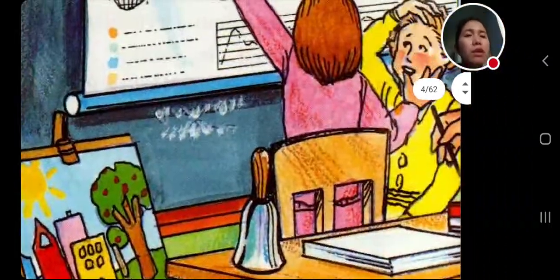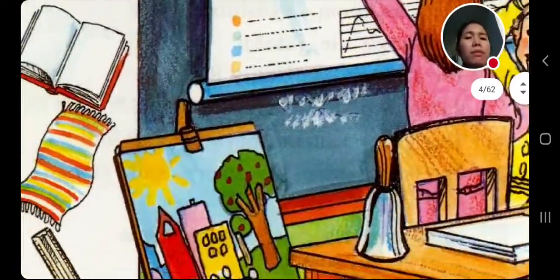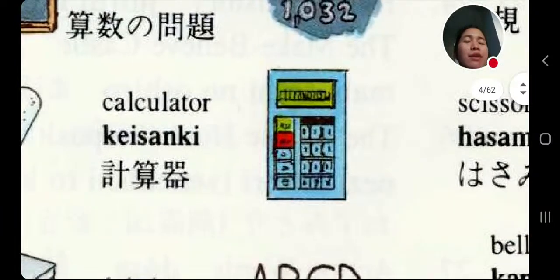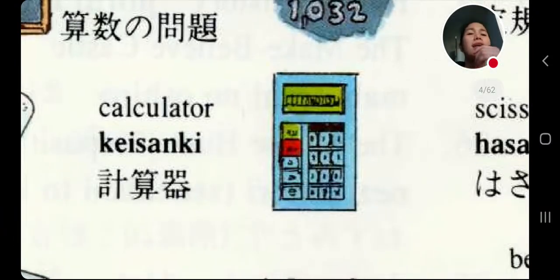Okay, picture lang yan. Hi, sige, next we have, tandaan nyo to, maganda ito. Calculator, kesanki. Parang ako lang yung kesan, kasi ako din, kesan. Kasi ako, the sun, kesan. Nilagyan ng key, naging calculator na, no? Kesan, kesanki. Minsan maalala ko yan kasi yung pangalan ko, Kesan Ki.